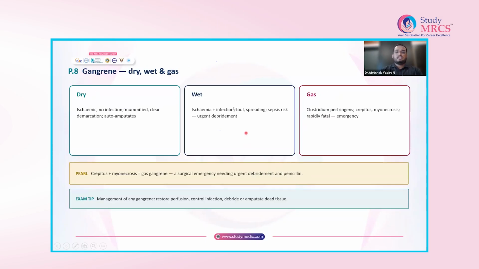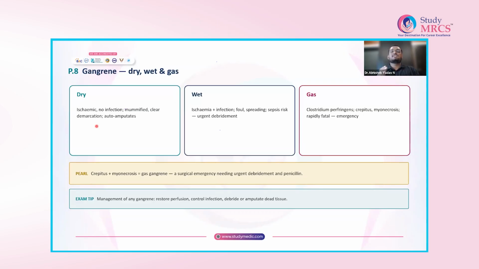So in the previous slide, we discussed the types of necrosis. Among them, gangrene was also a type of necrosis which occurs due to an ischemic event. So this gangrene can be dry or wet. Gas gangrene is again a type of wet gangrene. So what is dry gangrene? Dry gangrene usually occurs because of ischemia. If there is an obstruction to the arterial blood supply to a particular organ, it will not have proper blood supply, undergoes ischemia, and then undergoes gangrene.